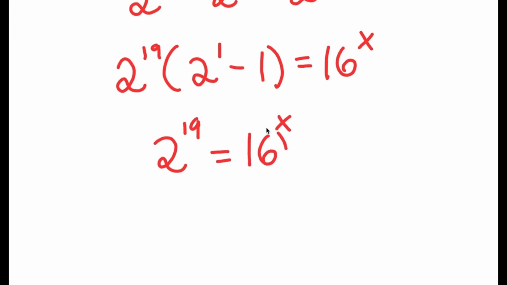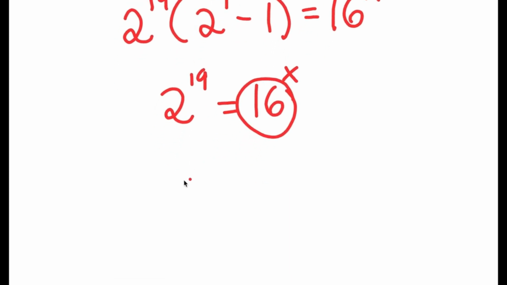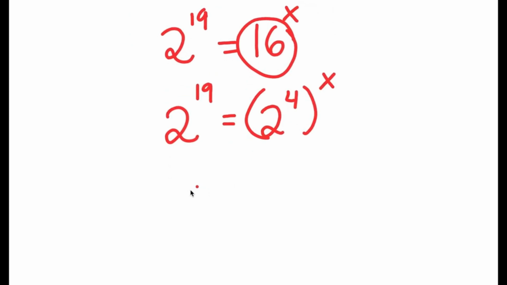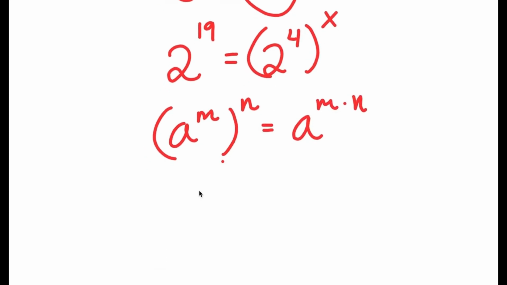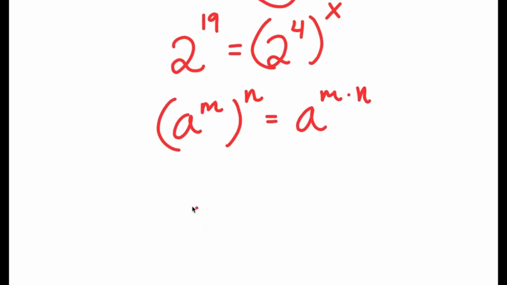Now, 16, that's the same thing as 2 to the power of 4. So now I have 2 to the power of 19 is equal to 2 to the power of 4 to the power of x. And if I have something in the form a to the power of m to the power of n, this is equal to a to the power of m times n. So 2 to the power of 4 to the power of x is going to equal 2 to the power of 4 times x, which is also 2 to the power of 4x.